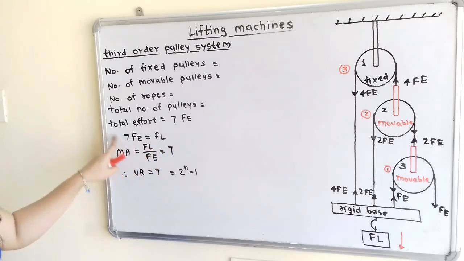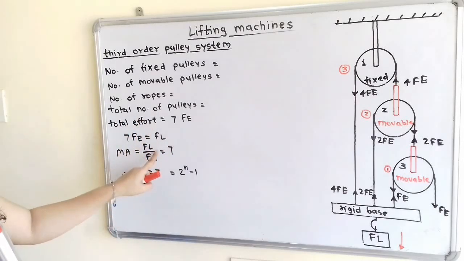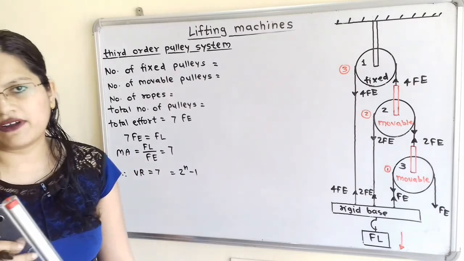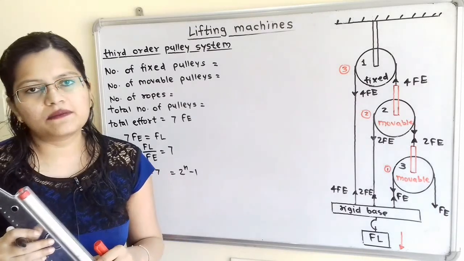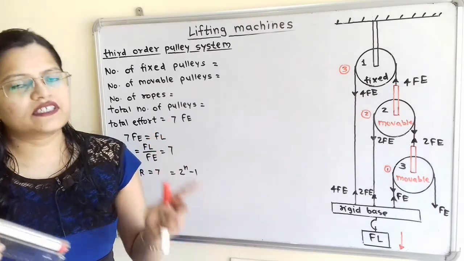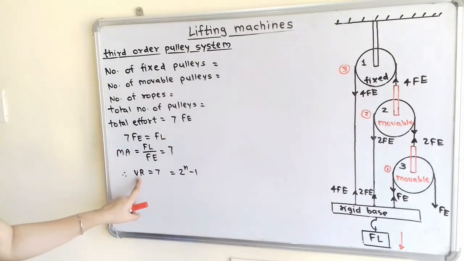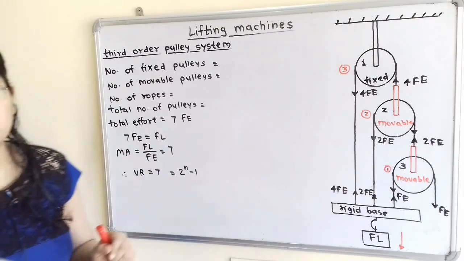So we will get this equation, and we will simplify this. Fl by Fe is nothing but mechanical advantage. So mechanical advantage is equal to 7, and for an ideal machine we can write velocity ratio is equal to mechanical advantage. So Vr is equal to 7.